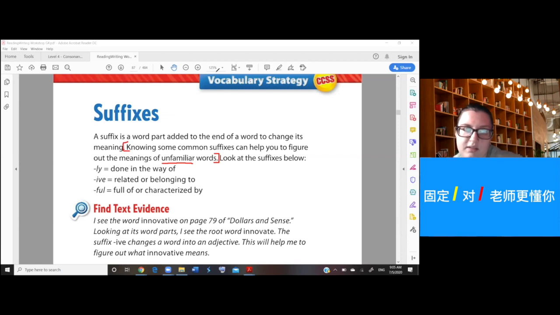And then it says, look at the suffixes below. And we have ly. It means done in the way of. But that's usually for an adverb. So we have quickly, slowly. Those are two examples. L-Y.